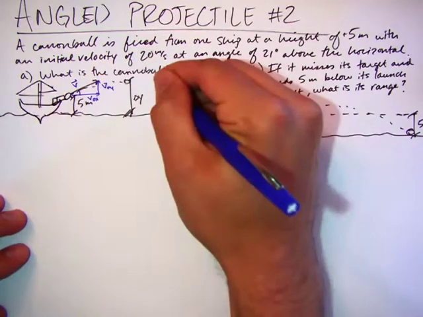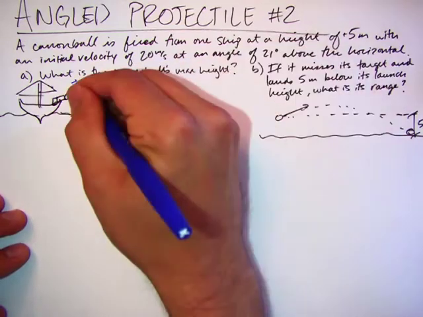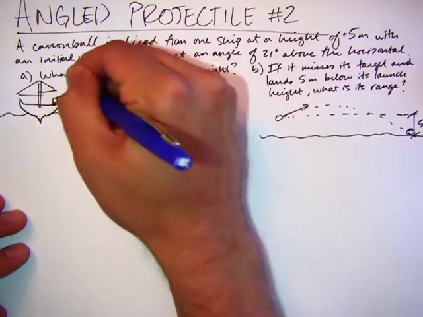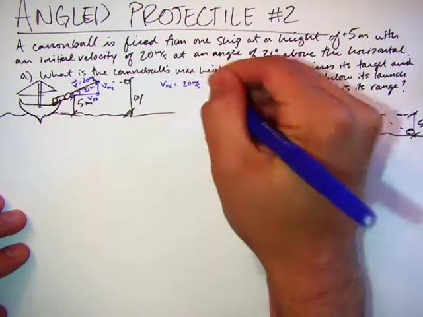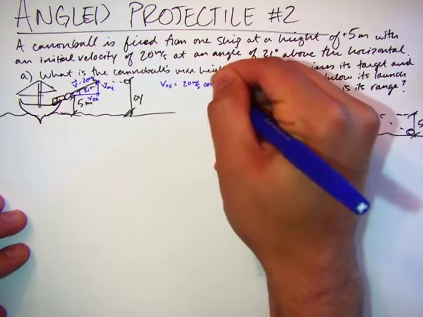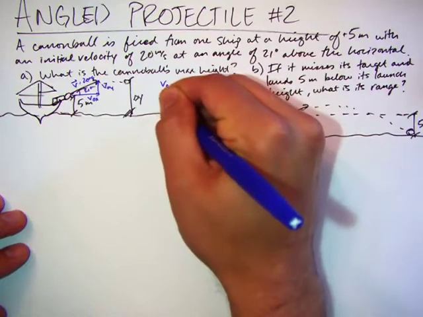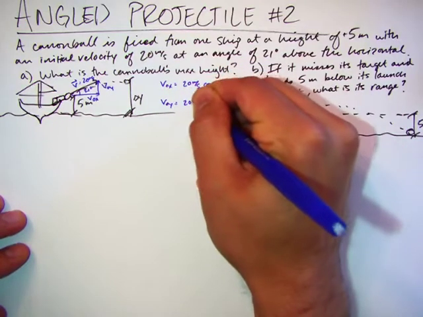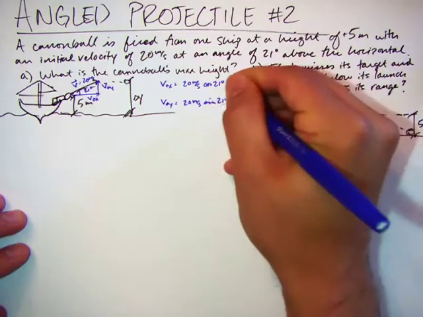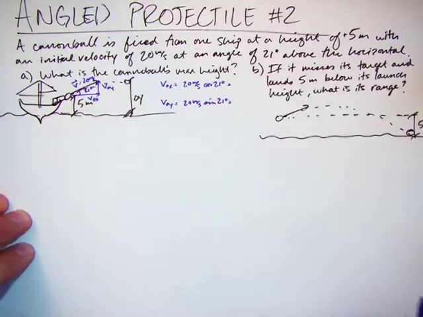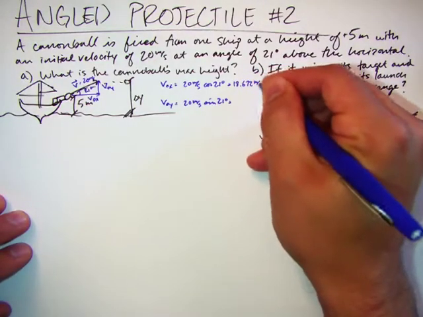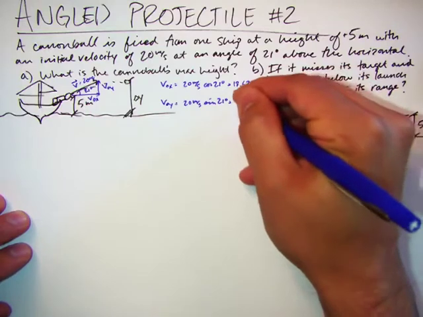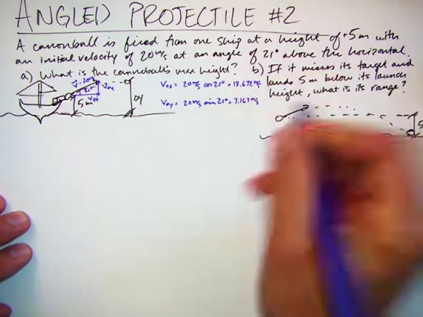So in this case, v naught x is going to be, this is 21 degrees, this is 20 meters per second. So I have 20 meters per second, the magnitude, cosine of 21 degrees. V naught y is 20 meters per second sine 21 degrees. So if I do that arithmetic, I get 18.672 meters per second for my x, 7.167 meters per second for my y.